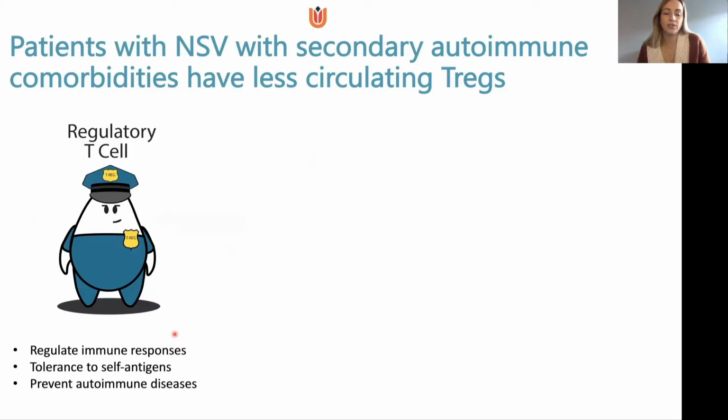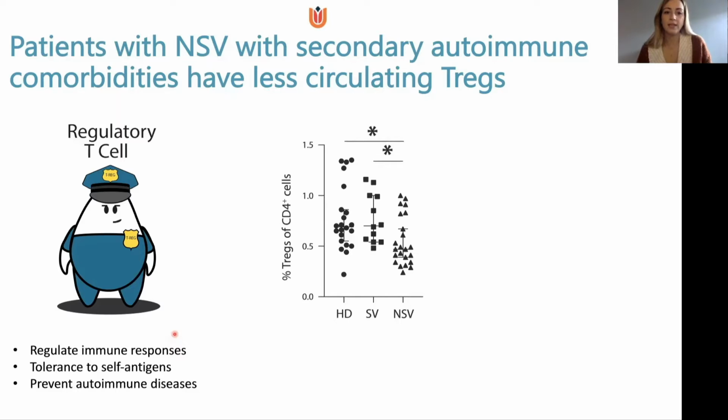Regulatory T cells are a subpopulation of T cells that regulate immune responses, but also create tolerance to self-antigens and prevent autoimmune diseases. So, considering this last bullet point, we wondered what the role of these cells in vitiligo is. We found that circulating Tregs were significantly decreased in patients with non-segmental vitiligo compared to segmental vitiligo and healthy donors.